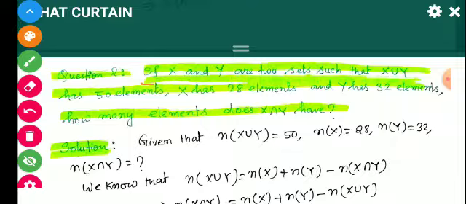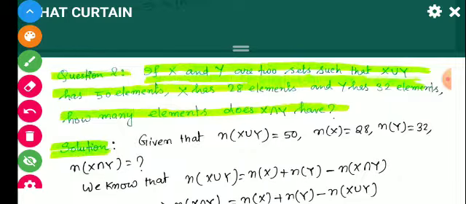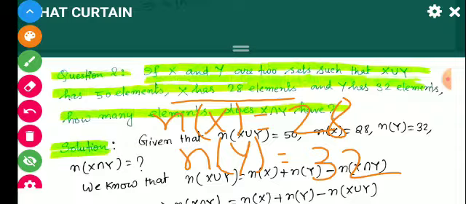Next question, if x and y are two sets such that x union y has 50 elements, so it means n of x union y equal to 50. This is the meaning of it. And x has 28 elements, that means n of x equal to 28, n of y equal to 32. So how many elements does x intersection y have? So we have to find out x intersection y equal to how much.